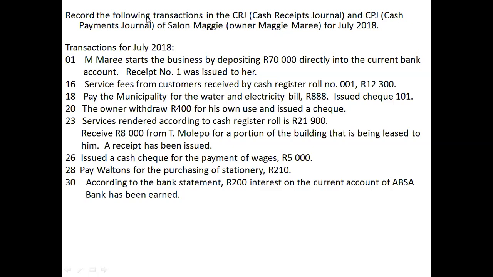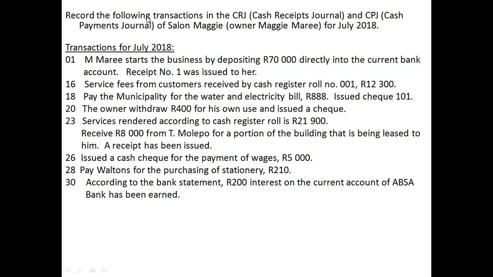Right, I think most of you are done. So let's look at the transactions. You're basically going to mark your own work to see if you're starting to understand the CRJ. So it's transactions for July 2018.